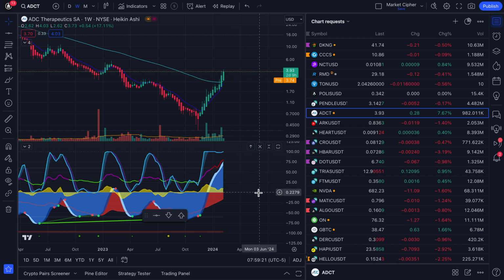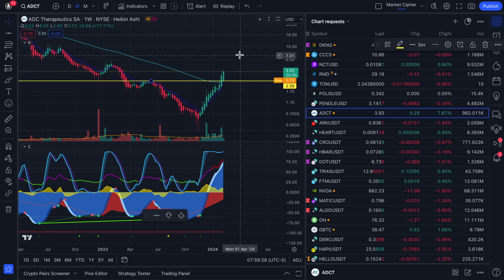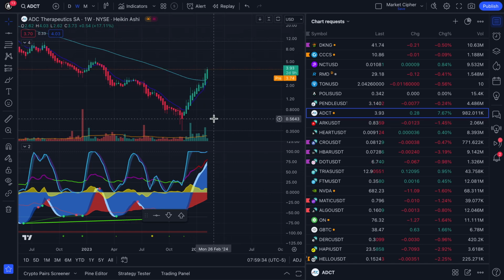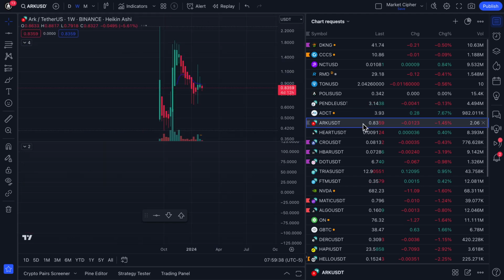So the first pullback is the one you want to buy. It's a nice big breakout. Again, if you own it, just use a trailing stop loss at the weekly candles. That's a massive dip there. That's about a 50% dip. So again, just technically we're overbought. When we're overbought, I'm looking to sell. Here's ARK.